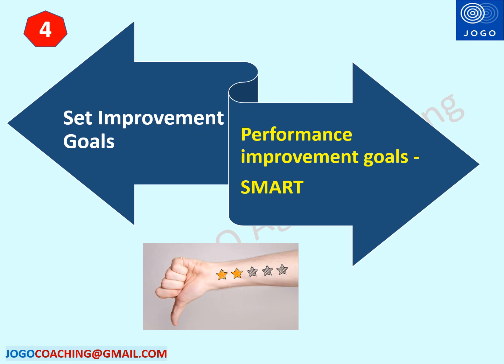The fourth tip is collaboratively set the improvement goals. The Scrum Master should work together with the team member to set clear performance improvement goals. Make the goals specific, measurable, achievable, relevant, and time bound. That's called a SMART goal.